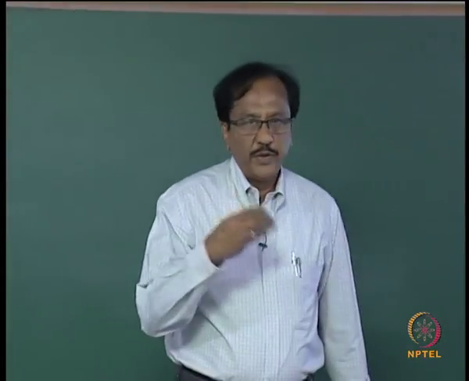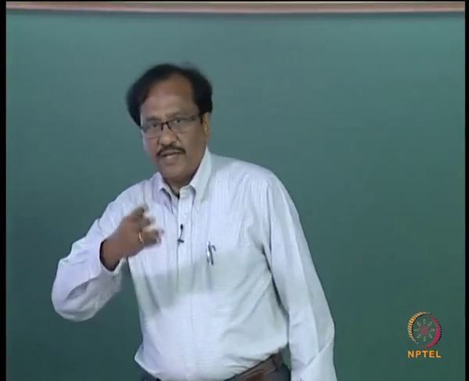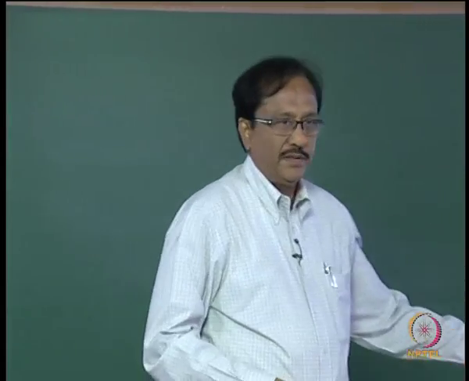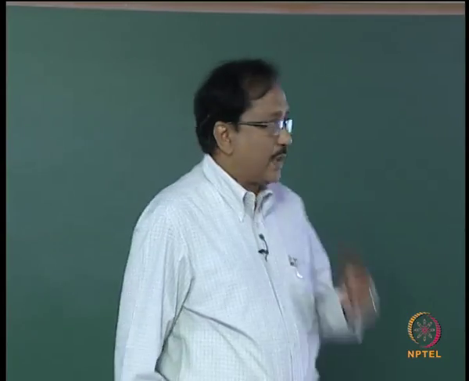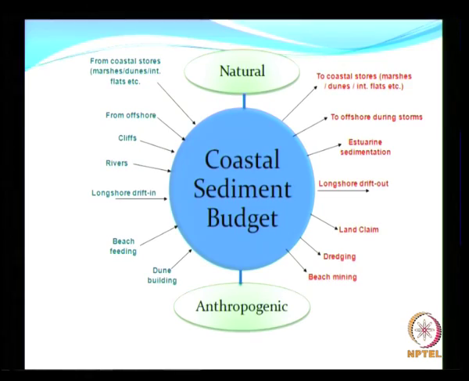When you talk about a sediment budget, it is like our own budget, right? What is in, what is out, and what you have. That is a simple budget. So, here also we have natural and anthropogenic. You look at the arrows: one is a sink and one is a source. So, what are all the things that are going to come into the sediment budget?